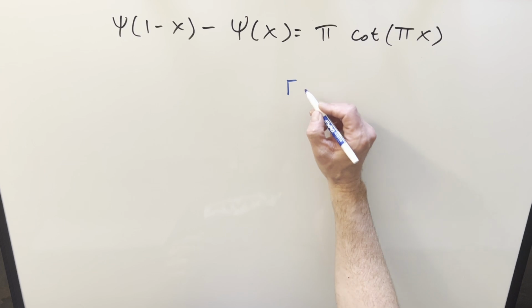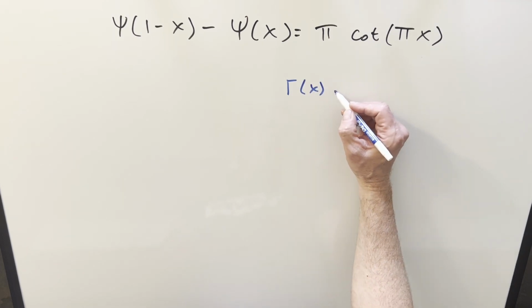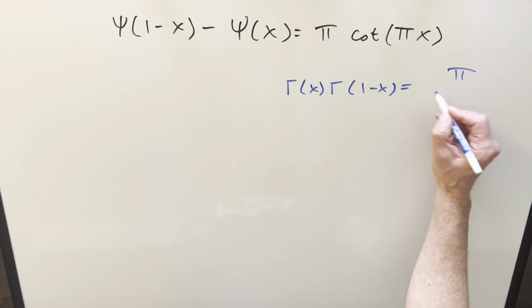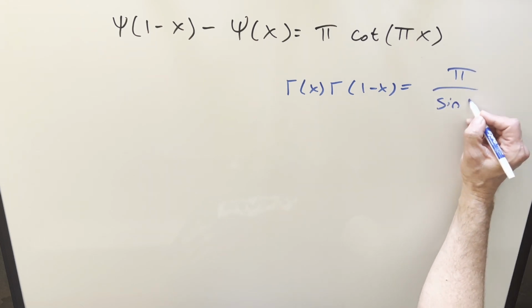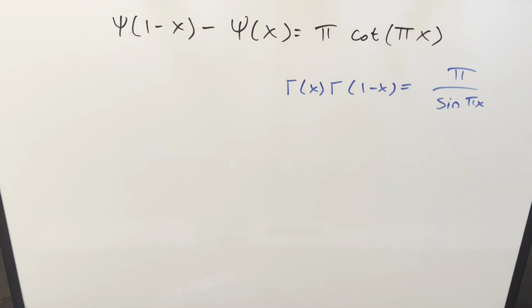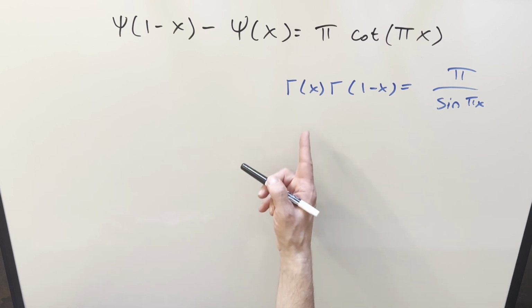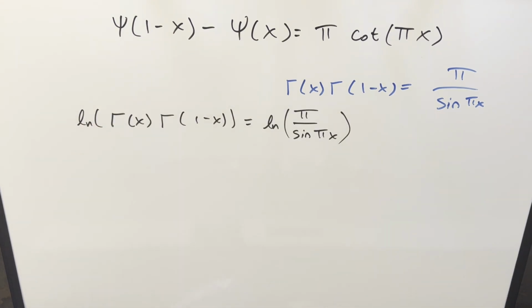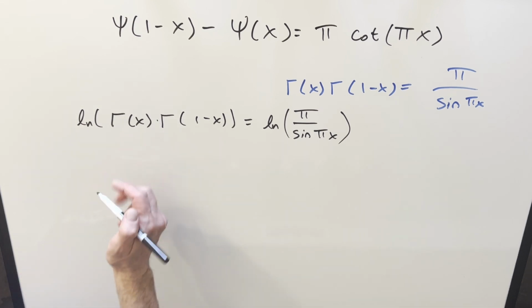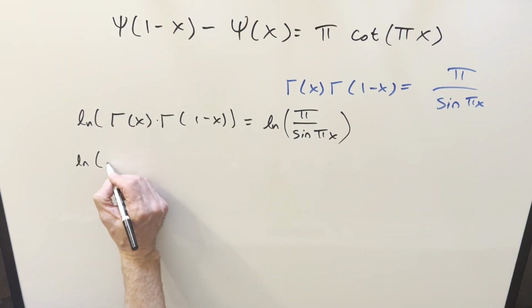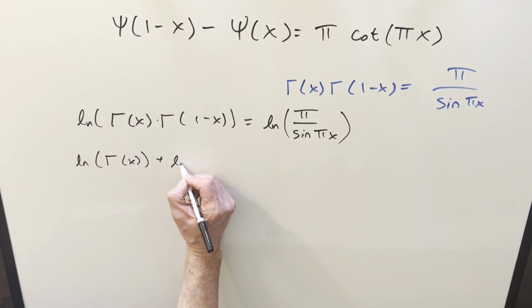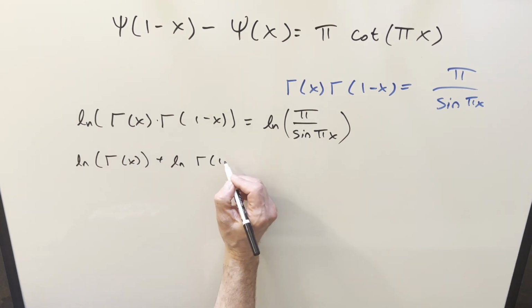So the formula we have for Euler's reflection is just gamma of x times gamma of 1 minus x is going to be pi over sine pi x. So to start with, we'll use Euler's reflection. What I want to do is take natural log on both sides of this equation. And then for step 2, it's just going to be log properties. Here we're multiplying two things, so we can break that up and turn it into addition: natural log gamma x plus natural log of this other one, gamma 1 minus x.